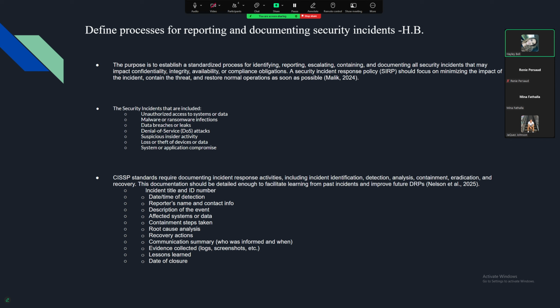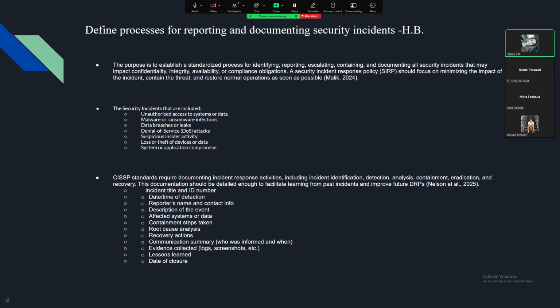Some of the most common security incidents that we have prepared for include unauthorized system or data access, malware and ransomware, data breaches and leaks, DoS attacks, insider threats, theft or loss of devices, and then system or application compromises. These are the kinds of events that, if not managed well, can have serious legal, financial, and reputational consequences. The reporting process that has been established, step by step, is detection, initial reporting, log entry, classification, and then escalation. Finally, documentation is key according to the CISSP standards.